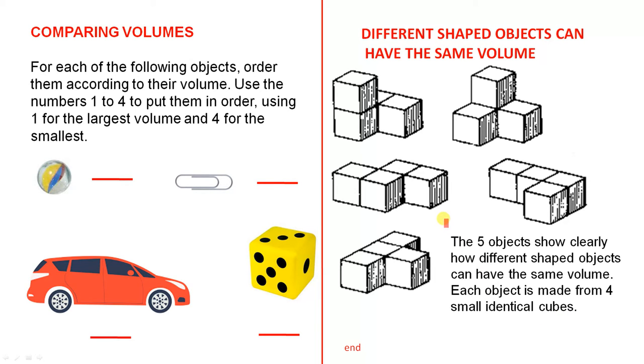So if we have a look at each of those shapes, or those objects, they look different, so they have different shapes. However, they take up the same space. That is, the volume is the same for each of them because each of them has 4 cubes.